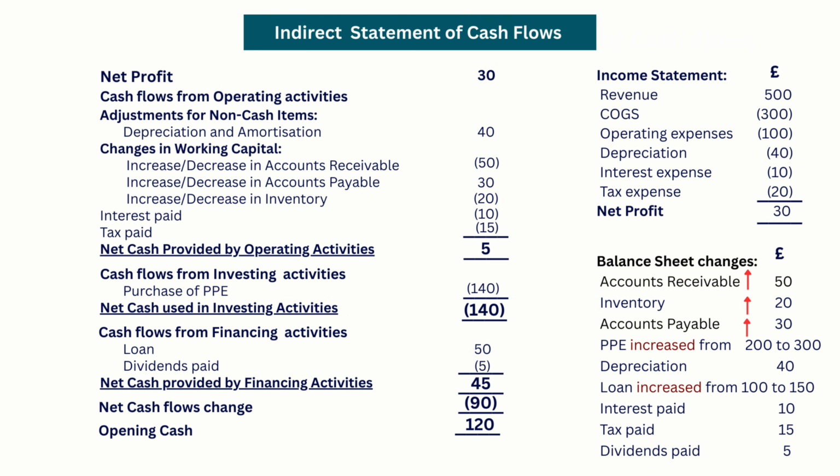If opening cash was 120, 120 minus 90 equals 30. 30 is closing cash. This company is generating very weak operating cash flow, only 5, but is heavily investing in plant, property and equipment. It's financed mostly by taking additional loans. This could create liquidity pressure if operating performance does not improve.